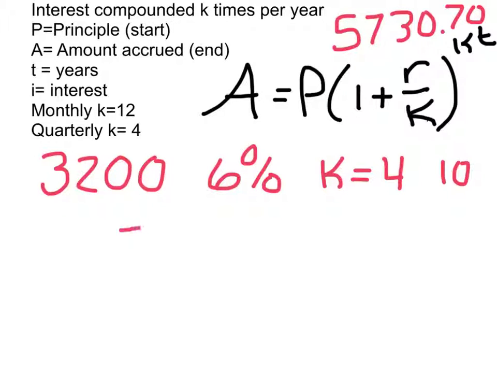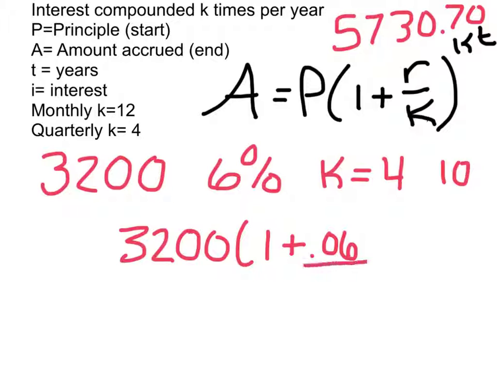I would type this into the calculator as 3,200 times 1 plus 0.06 over 4 to the 40th power. And if you're looking at this 40 right here, where it comes from is I have 4 times per year times 10 years. So this KT in the formula is the number of compoundings. When I type that into the calculator exactly like it looks, 0.06 divided by 4 to the 40th power, what's really happening is this number is becoming smaller and that number is becoming bigger because I'm compounding the interest more times.